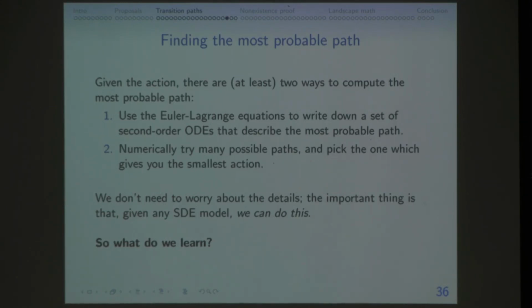The other way you could do it is you could follow the prescription of the calculus of variations or classical mechanics, and you could write down some Euler-Lagrange equations, get some second-order ODEs from that, and try to solve those. In practice, numerically, those are less stable, but for simple things that you can solve with pen and paper, they're very helpful.